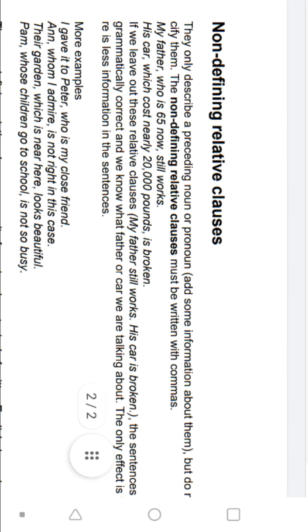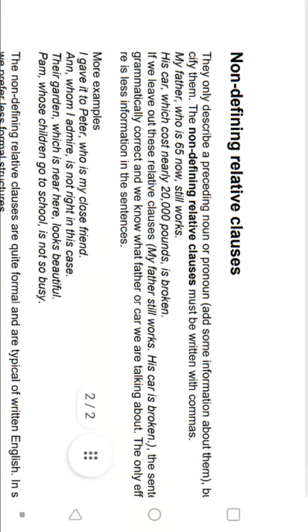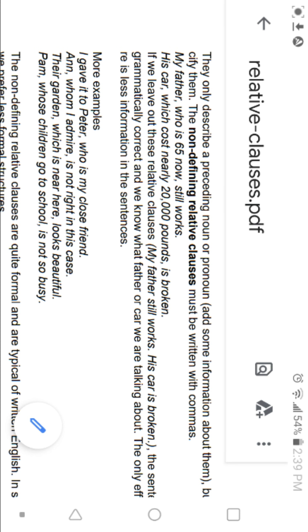That is the form. Non-defining relative clauses only describe a preceding noun or pronoun and add some information about them, but do not specify them. The non-defining relative clause must be written with commas. My father, who is 65 now, still works, still energetic. It gives additional information.